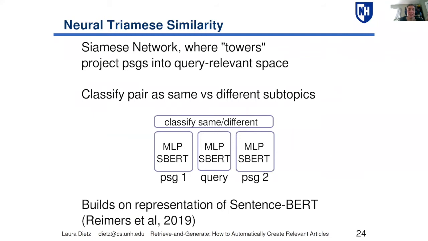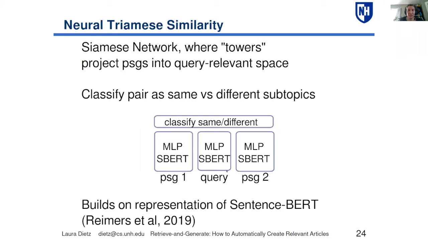Nils Reimers did something rather similar. It's just like a Siamese network. You can imagine you just learn how to classify same and different and use that as the similarity metric in clustering, which was really good, but it didn't include the query at all. That means if you gave it the same set of passages, it would always give you the same clustering because it didn't know what the query was.